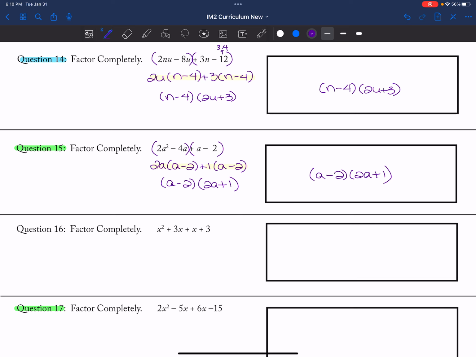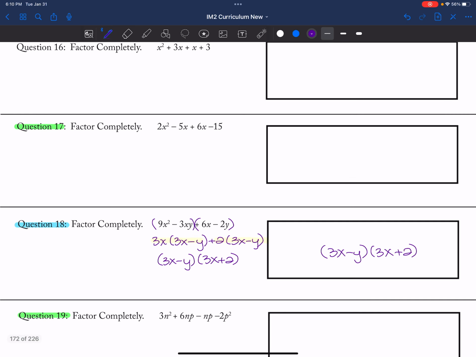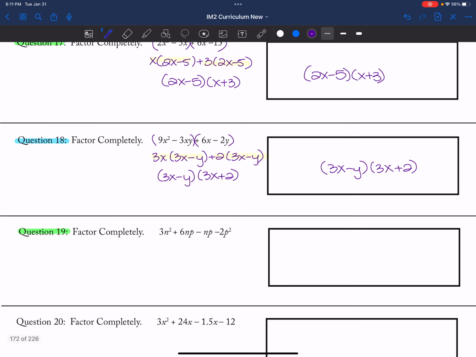Okay. 17, again, let's see. So a common x, so that's 2x minus 5, and then a common 3, and I'm left with a 2x minus 5. And then what's in common between those two is a 2x minus 5, and I'm left with an x plus 3. So 2x minus 5 and an x plus 3.